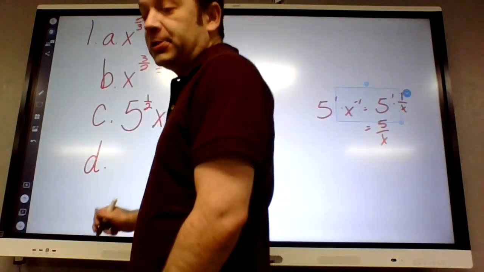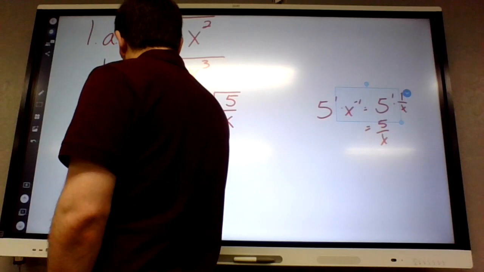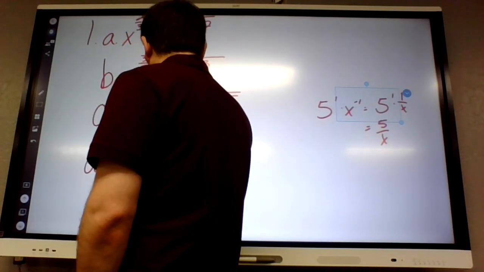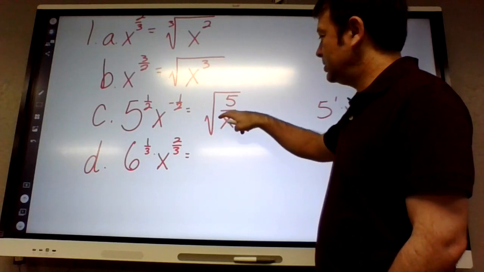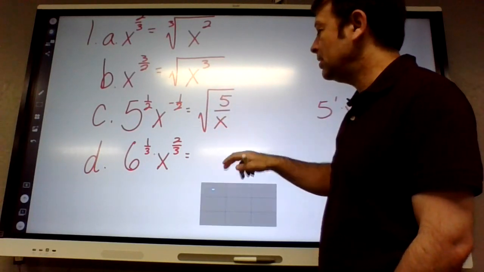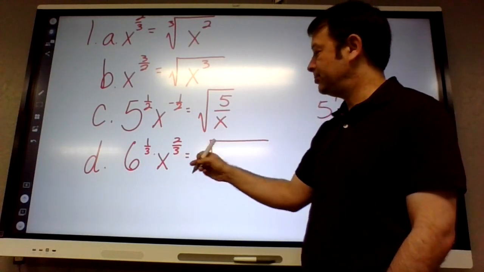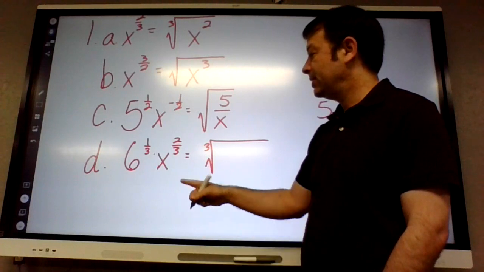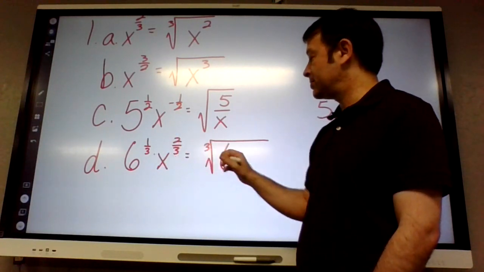To the 1/3, x to the 2/3. Alright, so this one, what's the radical going to be? Cube root. They both have a 3. We got 6 to the 1, so that's just a 6, and x squared.